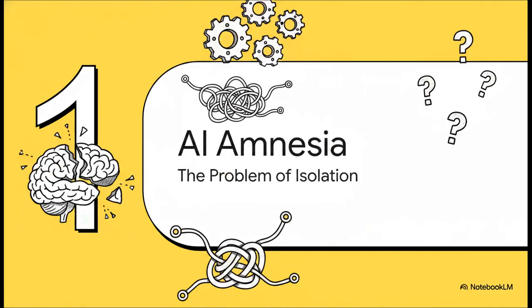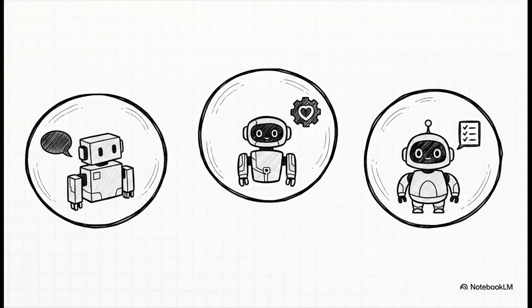Okay, first up, let's really get to the heart of the problem. This idea of AI amnesia. Just think about it for a second. Most of the AI agents we use, chatbots, writing assistants, you name it, they all live in these isolated digital bubbles. They're in total silos, and that means they can't share crucial context, like your preferences or what you talked about last time. Every single time you interact with one, it's like starting from scratch.